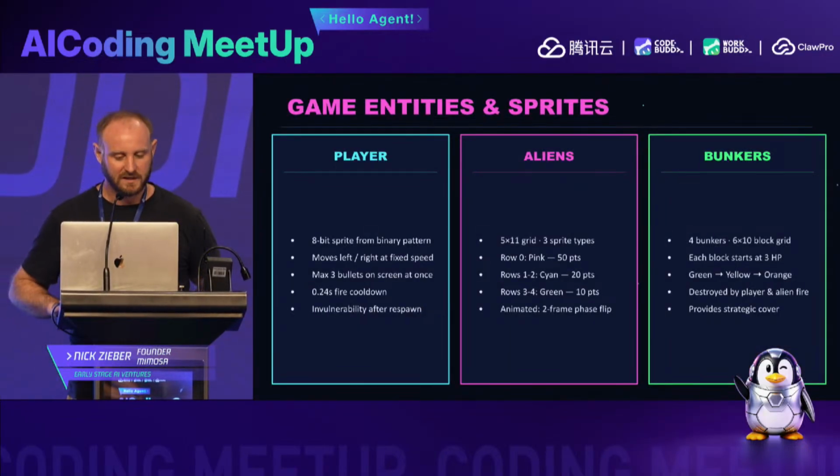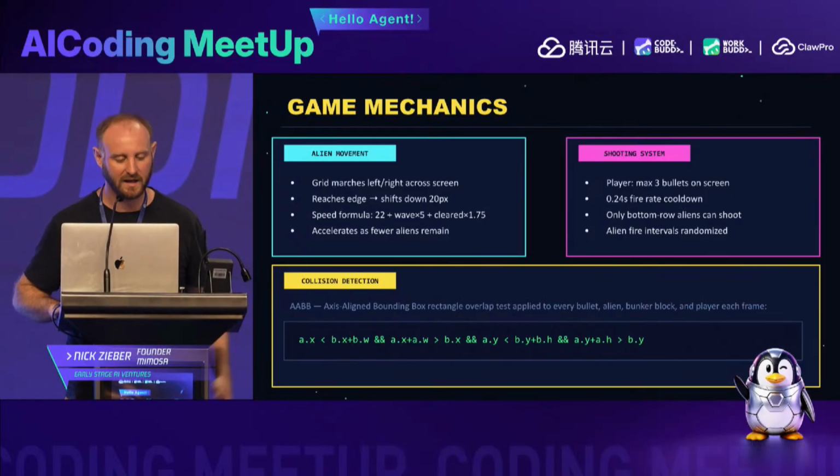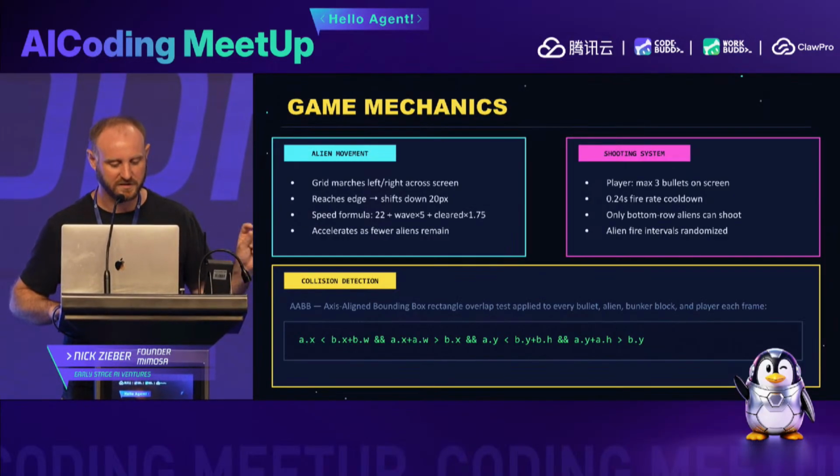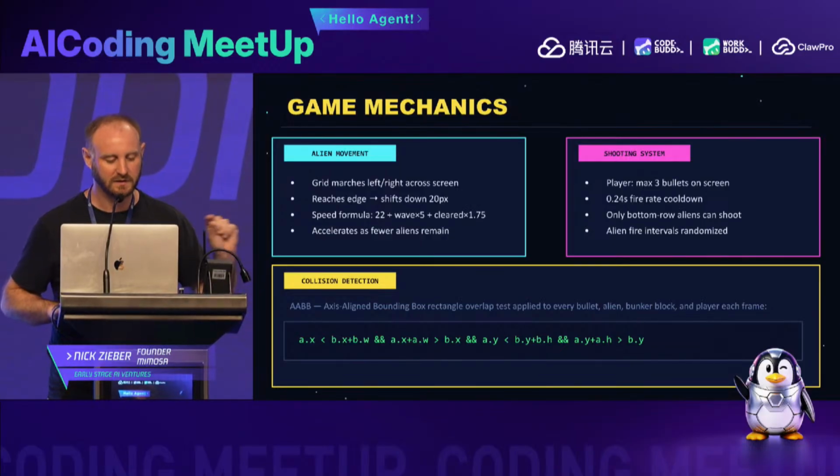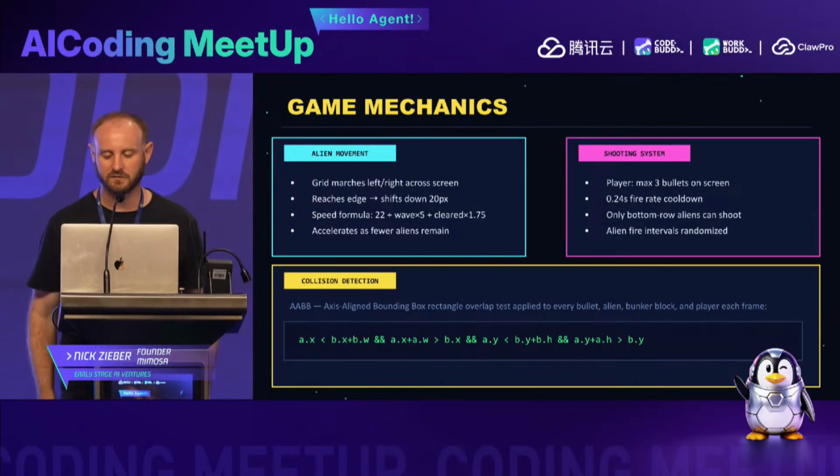So for the game entities and sprites, we have a player, we have the alien characters, and then we have the bunkers that kind of hover over the simple space. And then game mechanics. So the grid marches left, right across the screen, reaches the edge and shifts down 20 pixels. The speed formula is written there, and then it basically accelerates as few aliens remain.